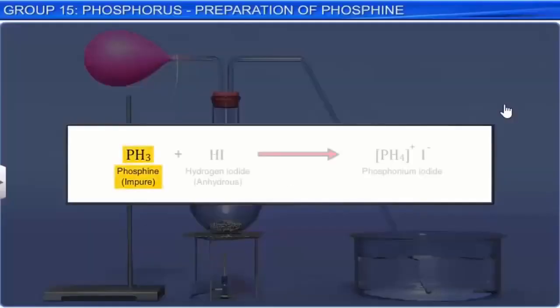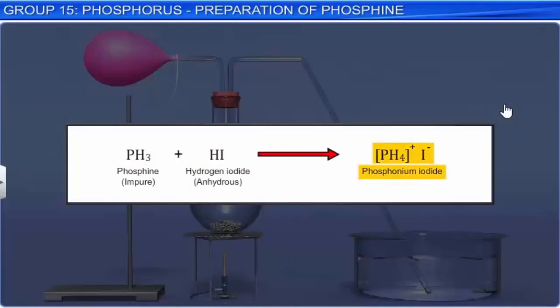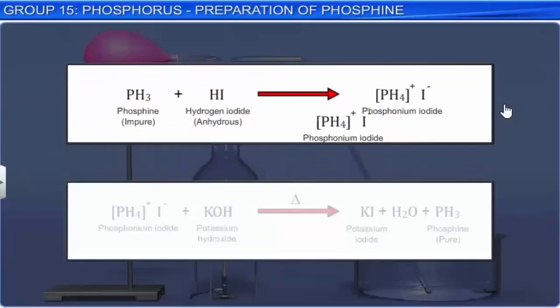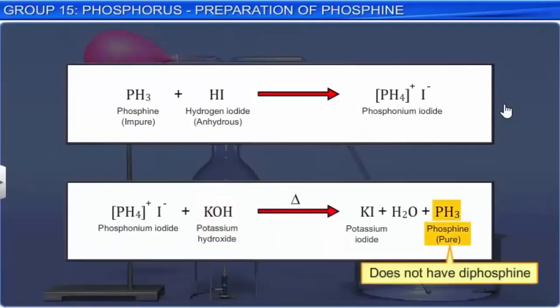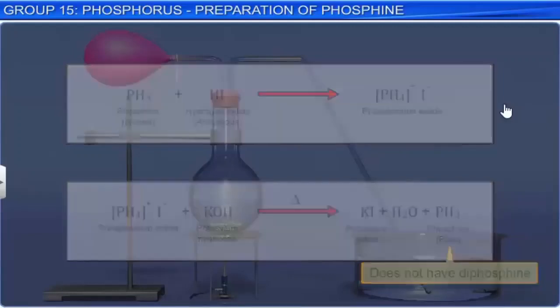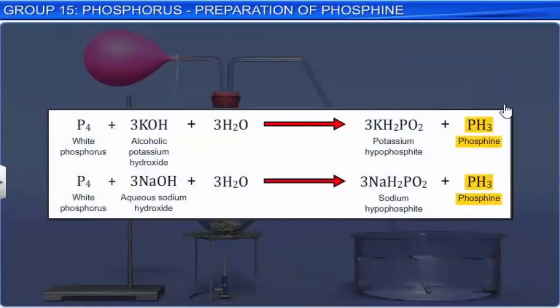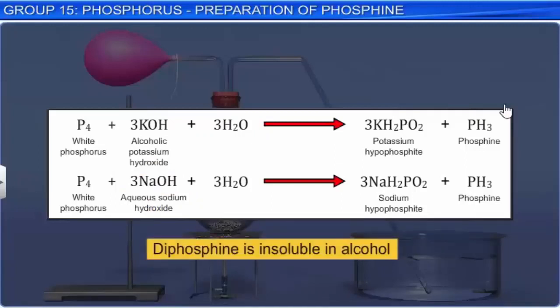The phosphine obtained in the process is purified by absorbing it in anhydrous hydrogen iodide that forms phosphonium iodide. This, on heating with potassium hydroxide, evolves phosphine gas that does not have diphosphine. Pure phosphine can also be obtained by using alcoholic potassium hydroxide instead of an aqueous sodium hydroxide solution. This is because diphosphine is insoluble in alcohol.